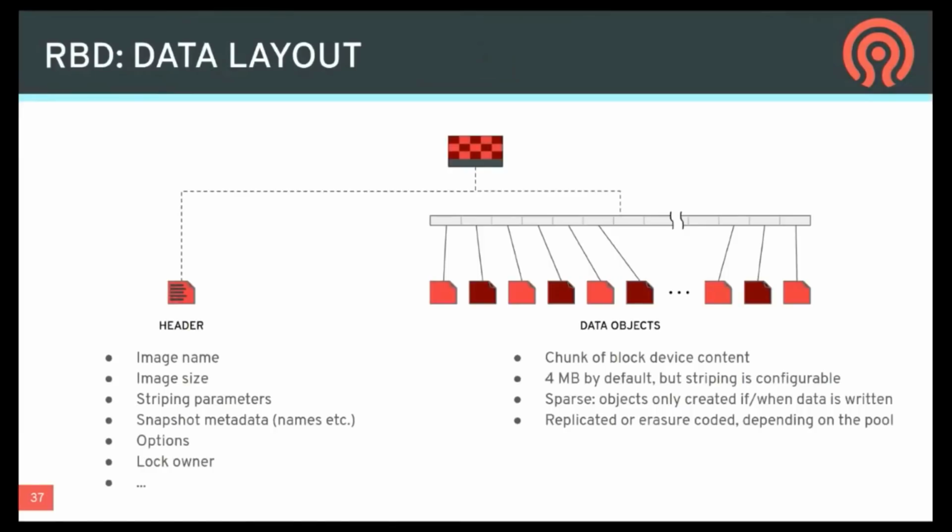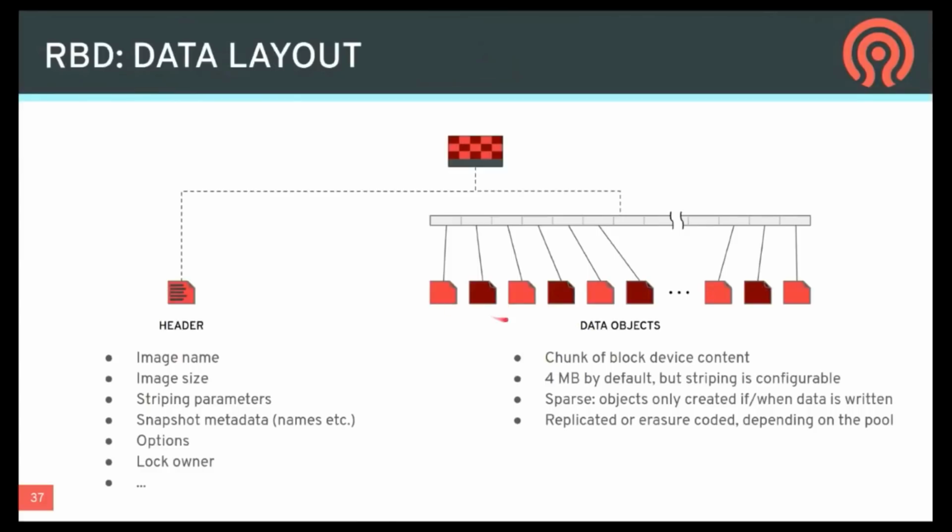So RBD lays data out by mapping it onto lots of objects in RADOS. There are two different types of objects. The first is an RBD header. This is just a small object that has metadata about the image. So things like what's its name, how big is it, what are the striping parameters, does it have snapshots, what options are set, that sort of thing. And then the actual content of the block device, which you can imagine as a logical array of blocks in this virtual disk, is carved up, striped, and mapped onto RADOS objects, so that each RADOS object is a chunk of the overall block device.